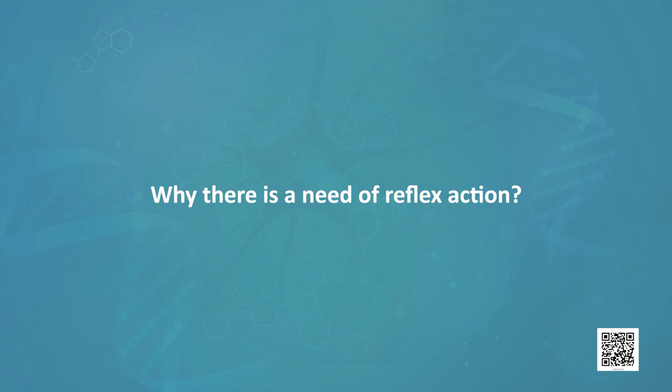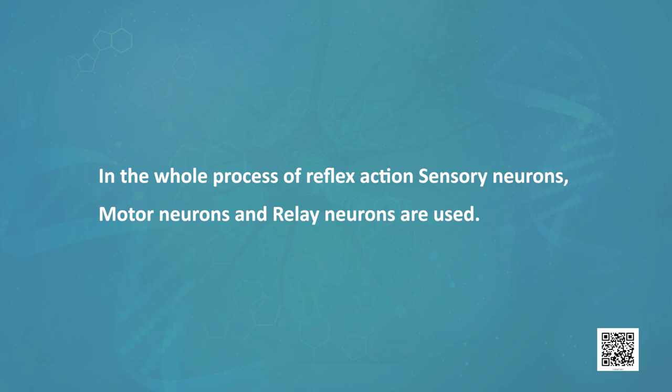So, why is there a need for reflex action? Basically, this is to save us from harm. For example, if we are touching a hot object and we consciously think about the pain and the possibility of getting burned and then move the hand, when the response comes from the brain, it will take a long time. So, to reduce the time taken for action, the response is generated from the spinal cord. In the whole process of reflex action, sensory neurons, motor neurons and relay neurons are used.